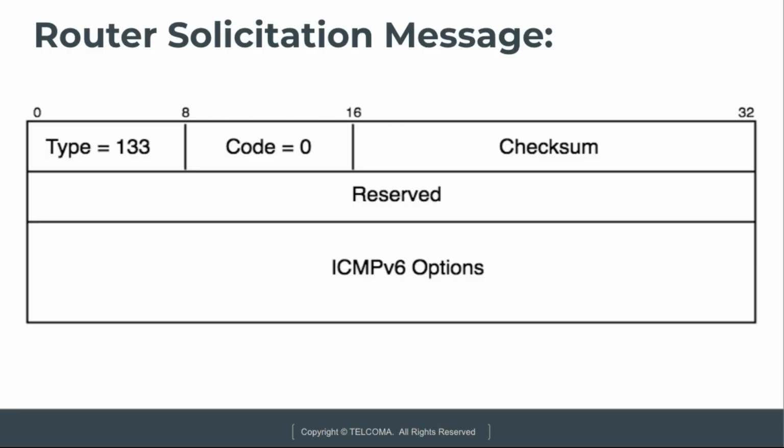So this is the format of the router solicitation message. It has a type field, code field, checksum field, reserved field and the ICMP version 6 option. The type field is equal to 133 and the code field is equal to 0, and the reserved bits can be used in the future. So let's discuss this in detail.